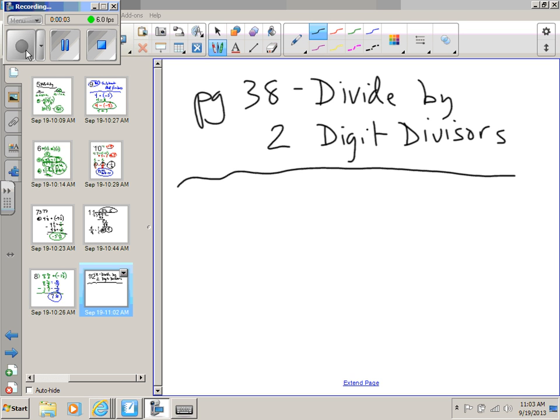Divide by 2-digit divisors today. What is the only difference today than what we did yesterday? It's the only major difference.